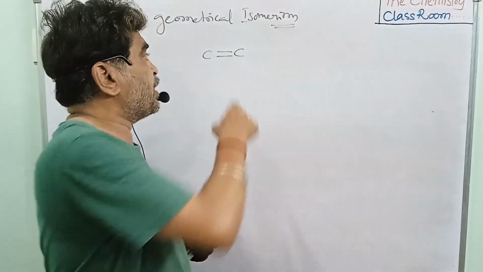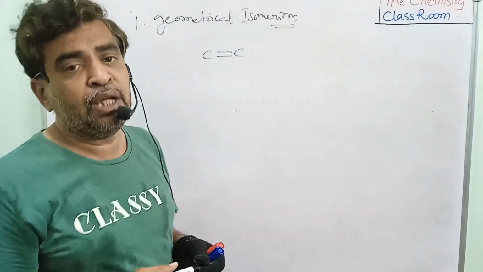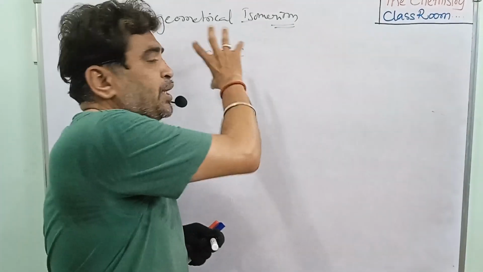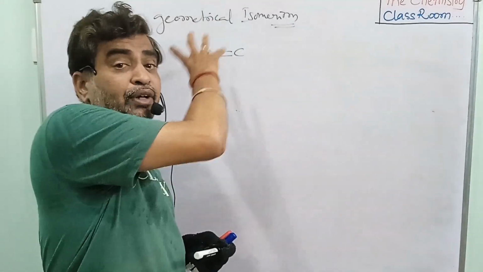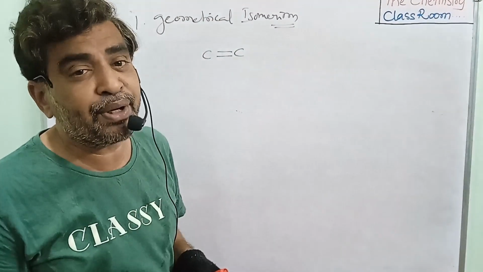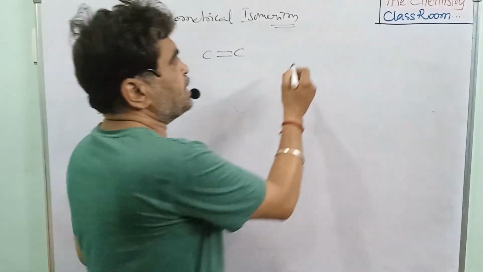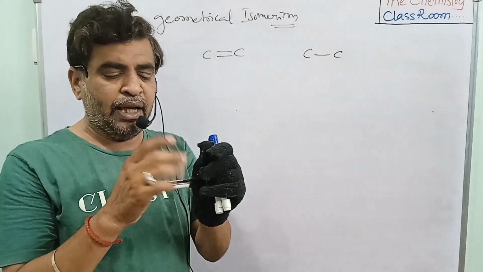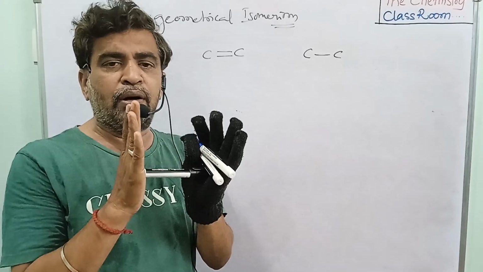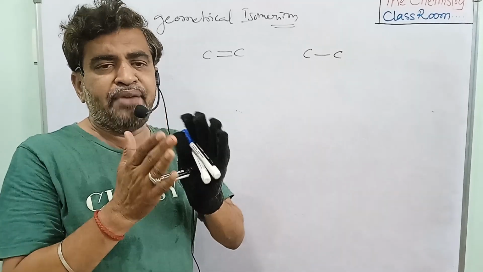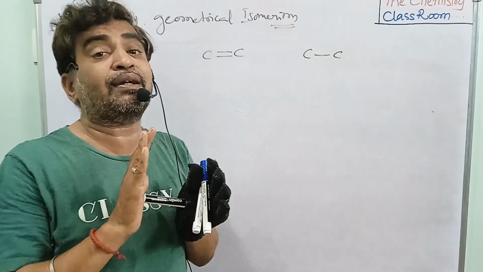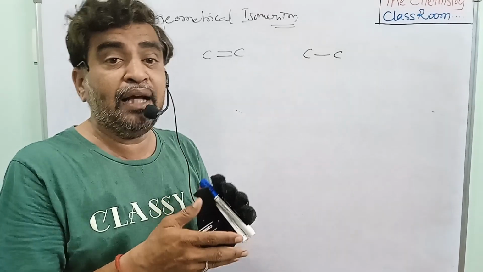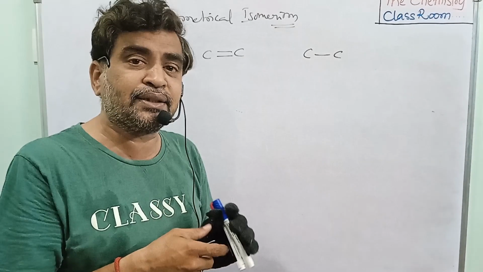Why? Because when the double bond is between the carbon atoms, the rotation is restricted. So automatically you get different spatial arrangements, and they are called geometrical isomerism. If the carbon and carbon have a single bond, we can easily rotate. For example, if the carbon has a single bond like this, we can easily rotate, and by rotating we get so many structures. They are called conformations. They are different isomerism.